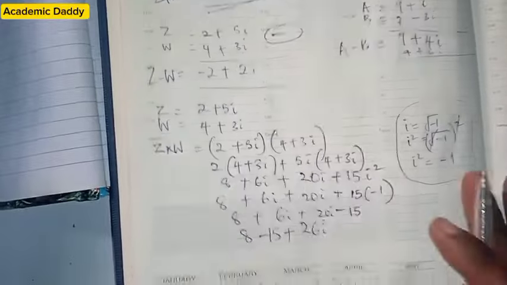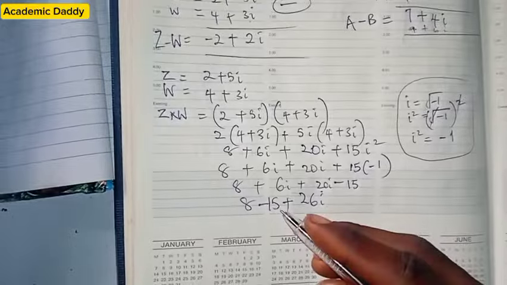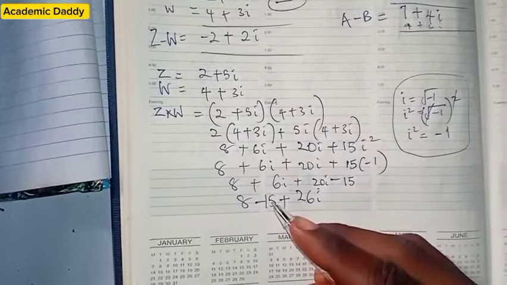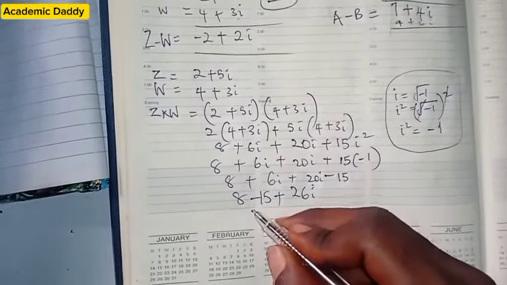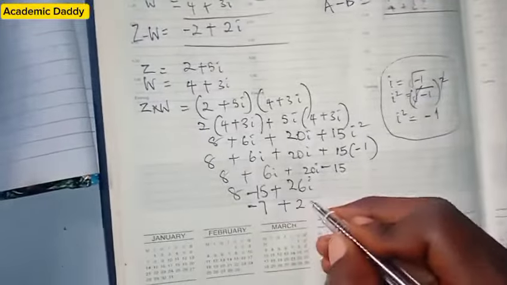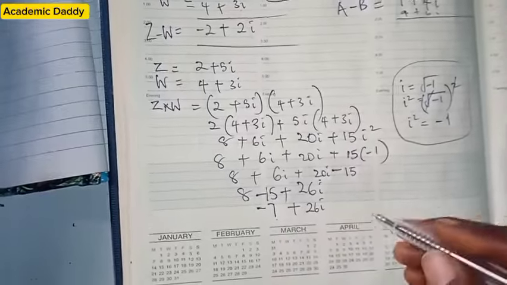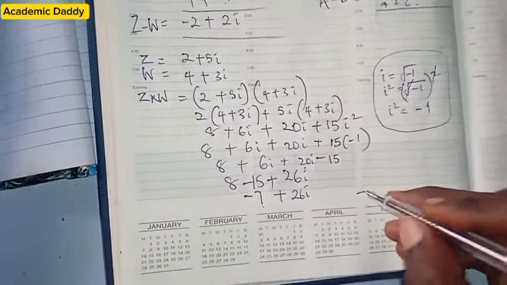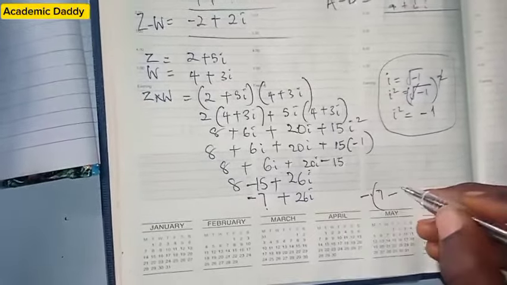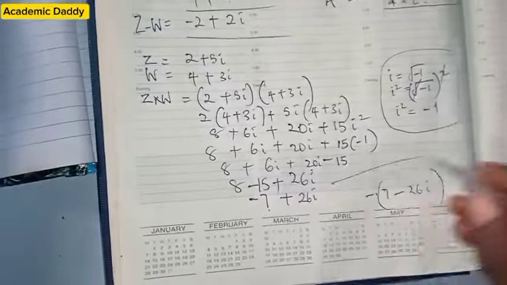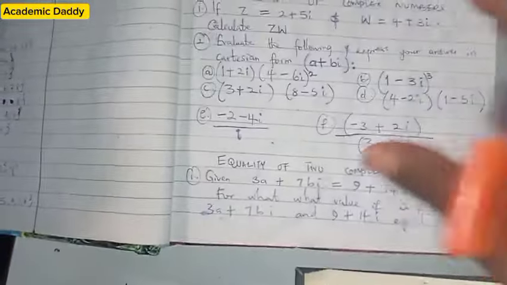So 8 minus 15 is going to be, if I remove 7 plus 8, this is going to be 7, because 7 plus 8 is 15, so it's going to be minus 7 plus 26i. So I can choose to leave my answer in this form, or I can choose to say minus 7 minus 26i. Whichever way I want to leave it, this is my final answer. Alright, so that's for the multiplication.